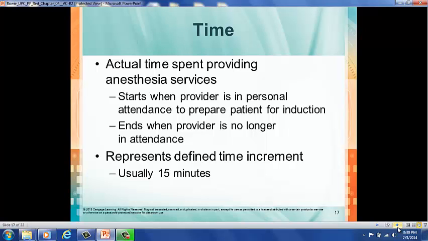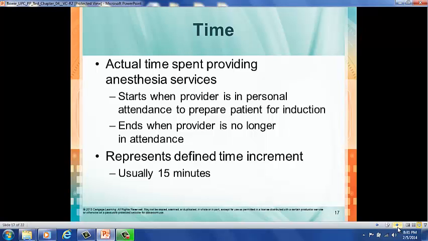The second element is the value of the work associated with anesthesia services provided. Therefore, these two elements determine the basic value for the anesthesia code. So the first element of the basic value reflects the usual services attached to anesthesia services, and the second element is the value of the work associated with the anesthesia service provided. Therefore, we need to make sure that we understand the two elements that determine the basic value for the anesthesia code.